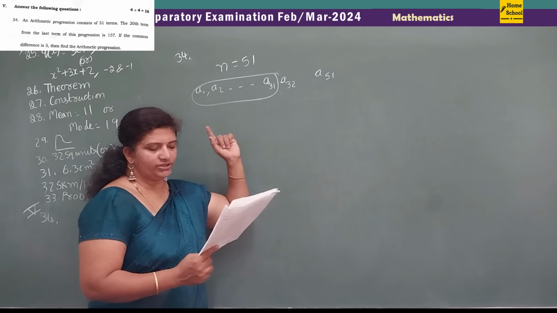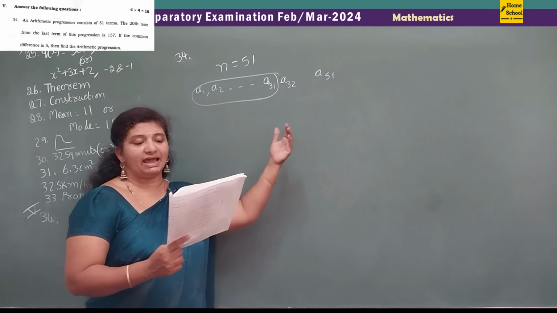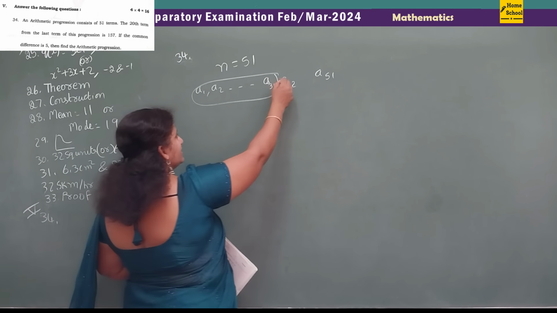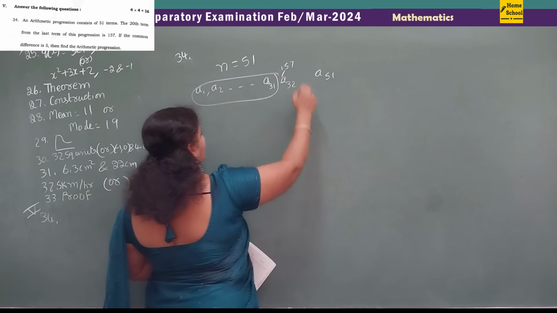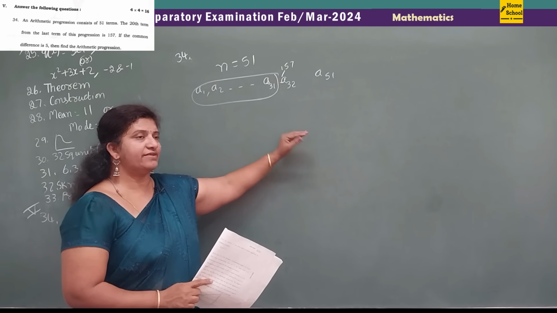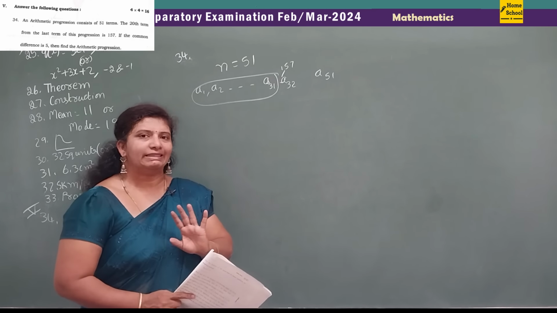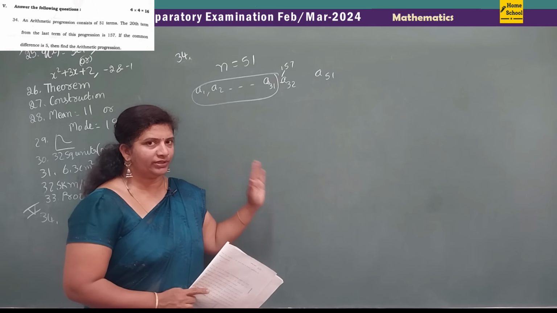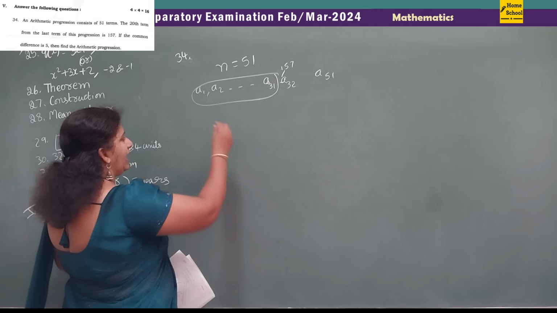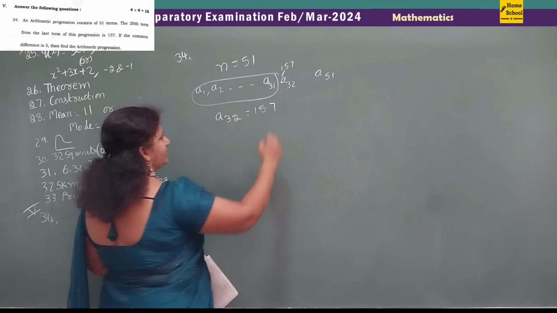An arithmetic progression consists of 51 terms. The 20th term from the last term of this progression is 157. What is the 20th term value? It is 157. The 20th term from the last, immediately you will say 51 minus 20, that is 31. So A31 is 157. That is wrong. Be careful in doing this. So from last, the 20th term means A32. That is what 157 is given.